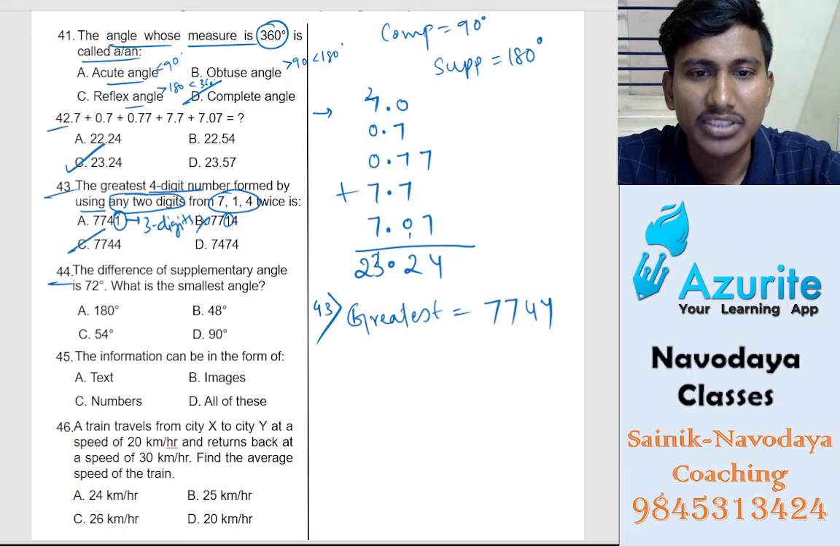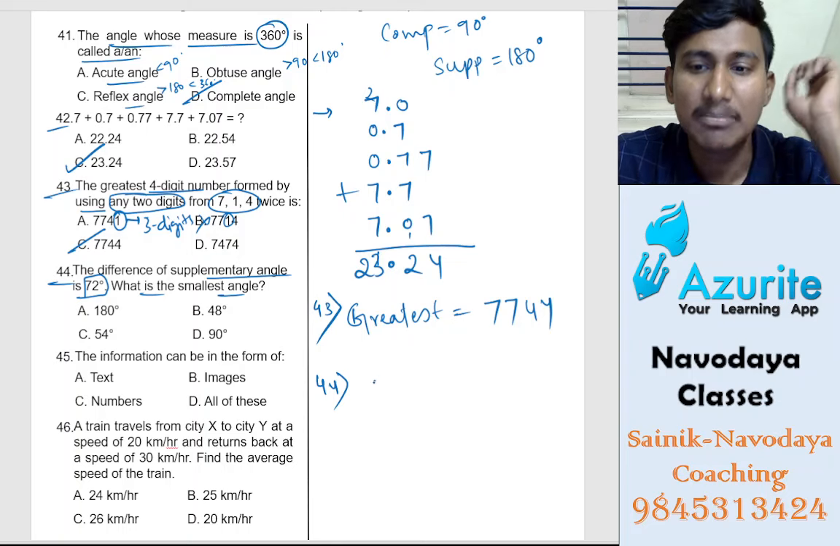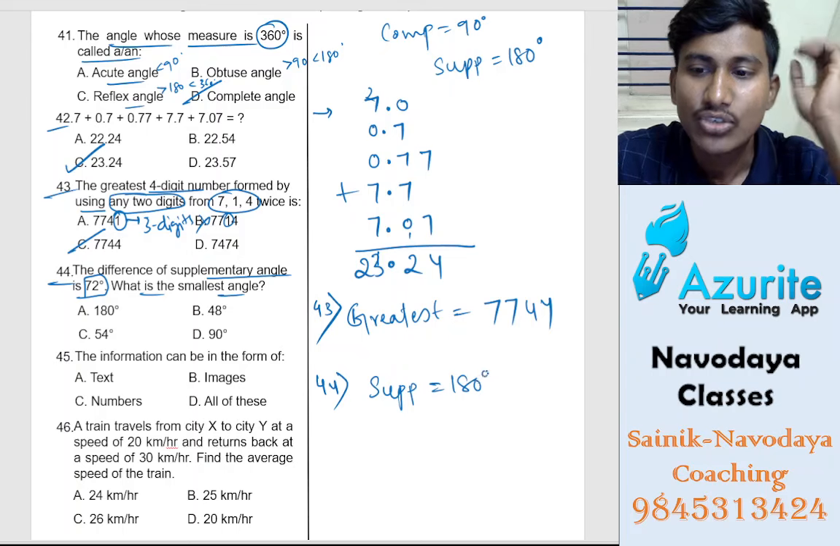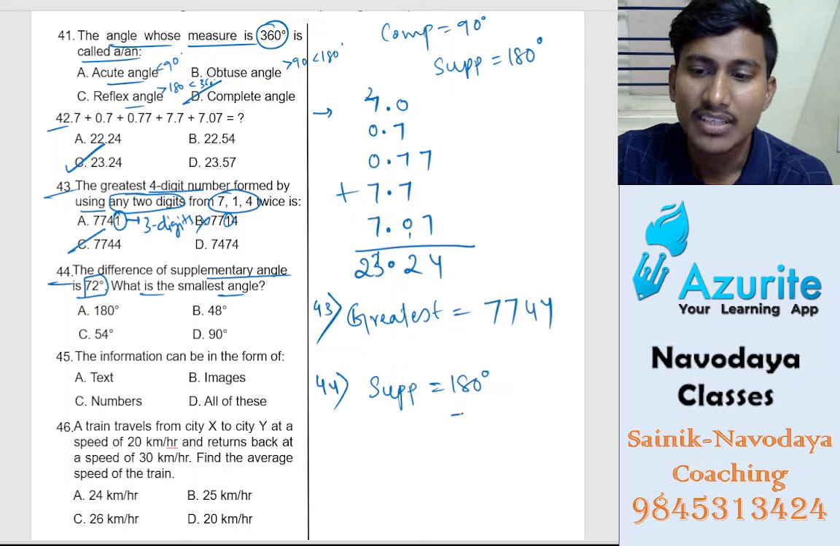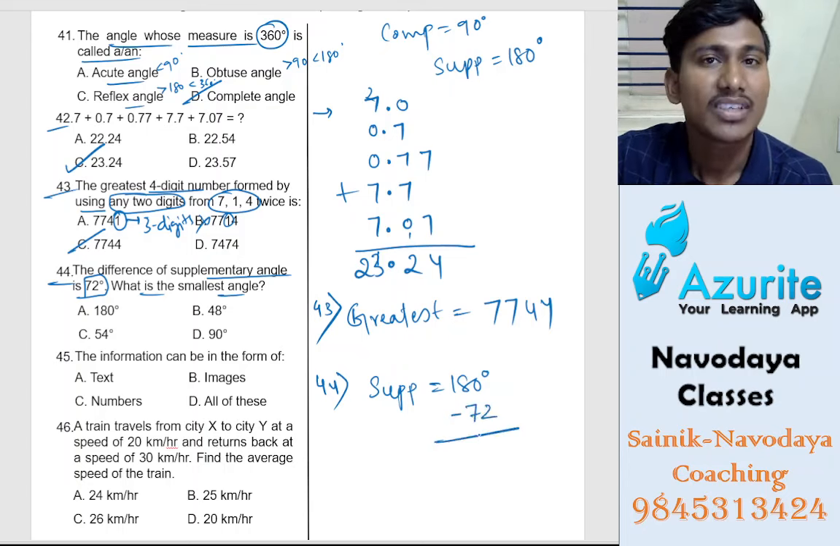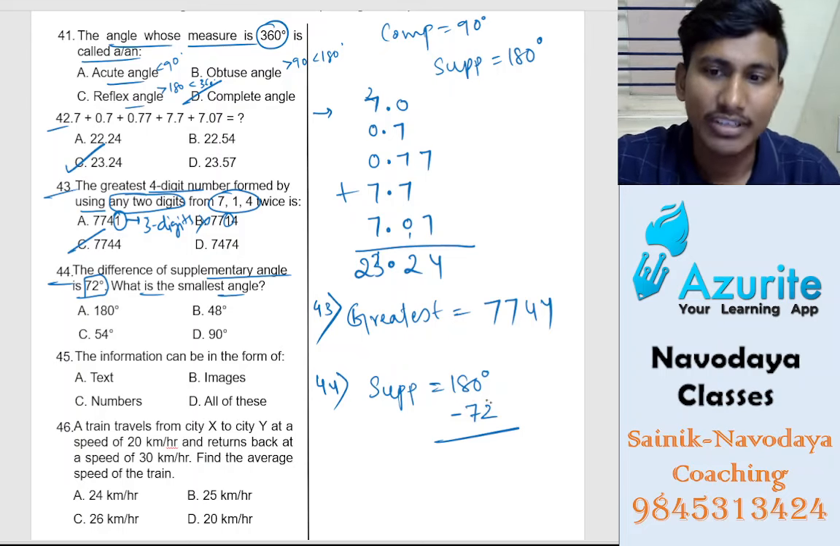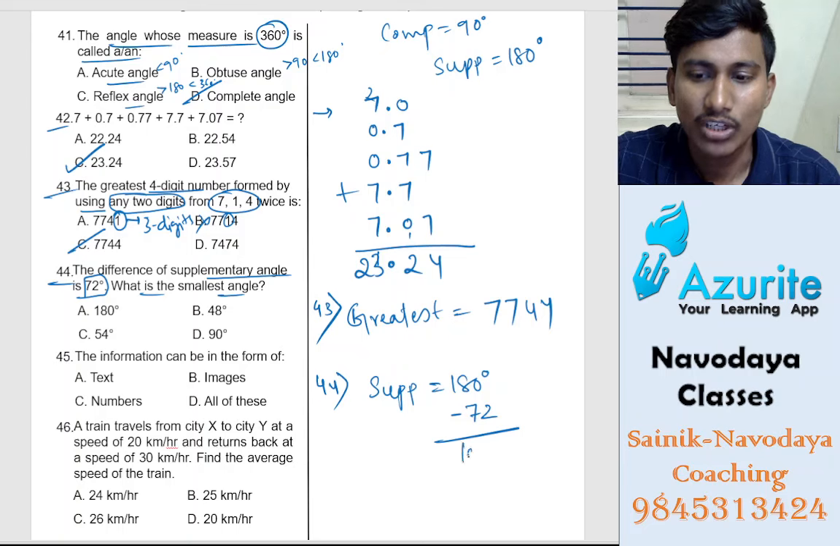So question 44: the difference of supplementary angles is 72 degrees. What is the smallest angle? Here, supplementary means 180 degrees, as I told you just now. If you want to find the difference, we subtract 72 from 180, since the difference is 72. If you subtract, you will get 108.